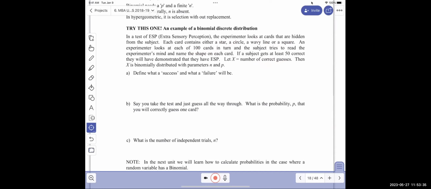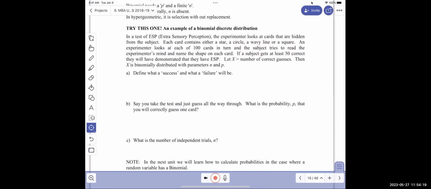So you imagine that a card is selected, and then it's returned to the deck and the deck is reshuffled. So that is done with replacement, as opposed to leaving the card aside from the deck. Each one has equal chance of occurring. There's 100 cards, and these images, star, circle, wavy line, or square, may appear. We're going to define a person to have ESP if they guess at least 50 cards correct out of 100.